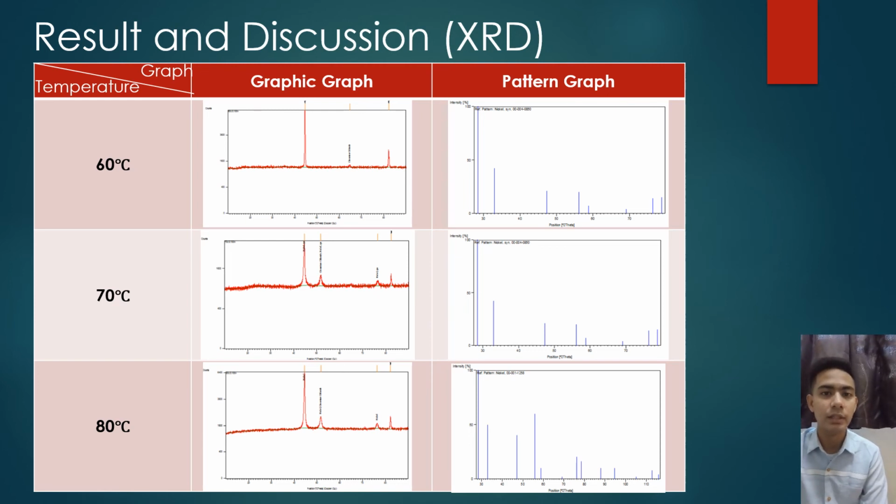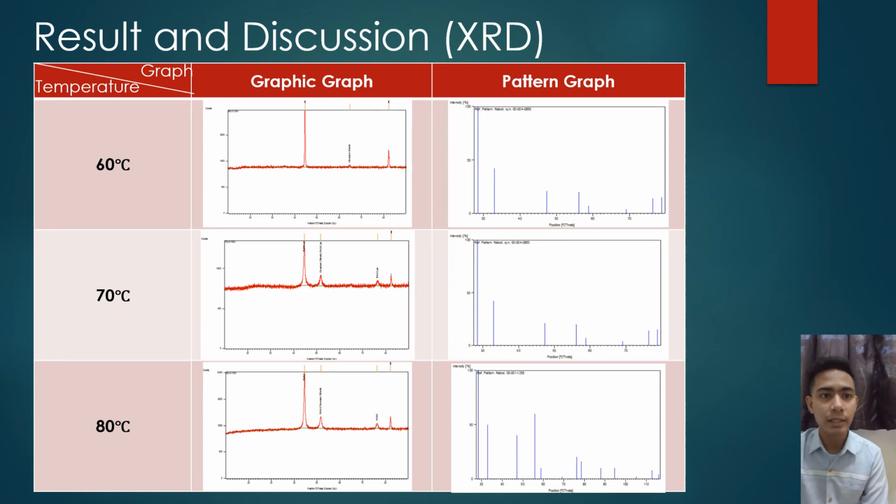For the XRD analysis, just like the SEM analysis, I use the 3 best samples, which are at 100 milliampere. For the temperature, I chose 60, 70 and also 80 degrees Celsius, and the graph chosen is a graphic pattern graph. What we can see from 60 up to 70 and finally to 80 degrees Celsius is that there is a difference between the graphs.